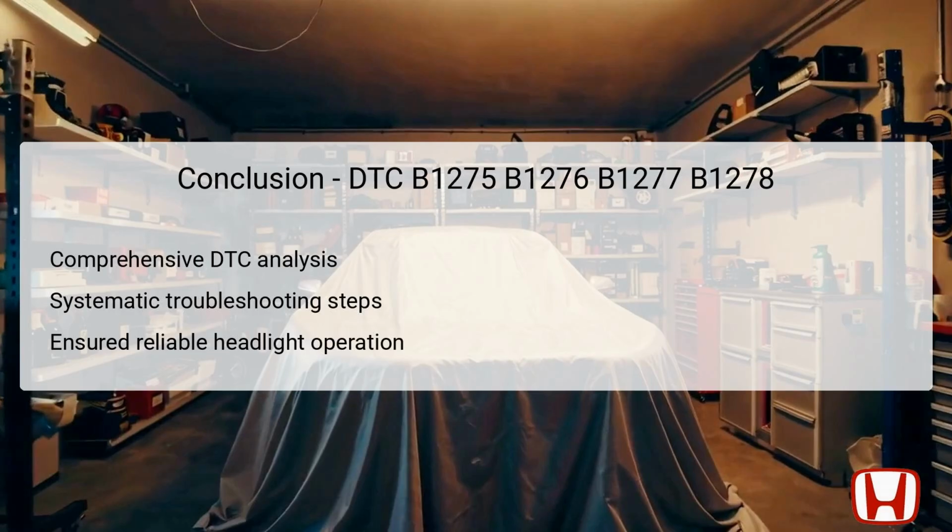steps. Each step, from clearing DTCs to evaluating the switch values, plays an integral part in isolating the issue. The process ensures no detail is overlooked, enhancing the likelihood of identifying the correct cause of the malfunction. By employing a structured approach, technicians can effectively navigate through potential failures, ensuring reliable headlight operation is restored. This ultimately contributes to the vehicle's safety and driving effectiveness, which is always of paramount importance.